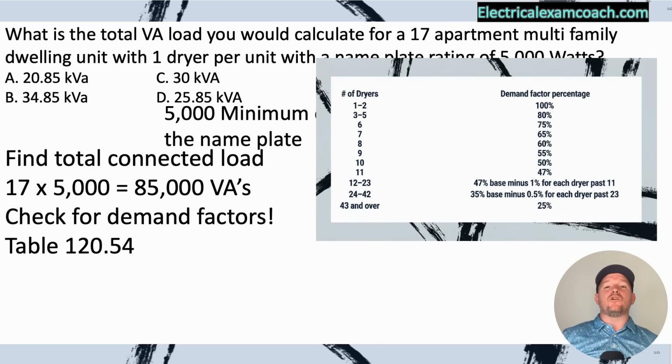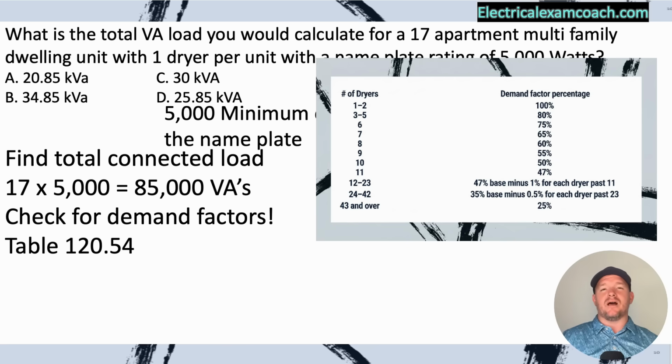And when we get to our table, we're going to start on the left-hand side, and we're going to slide down until we find the range that we fall in. And in this case, it's the 12 to 23 range. And then when we slide over, we see almost a full sentence. And let me explain what it means. And don't worry, you'll be a pro by the end of this slide. When you fall into this range, what it's telling you is you have a 47% base demand factor. But for each dryer past 11, you're going to minus another percentage point off of that 47%.